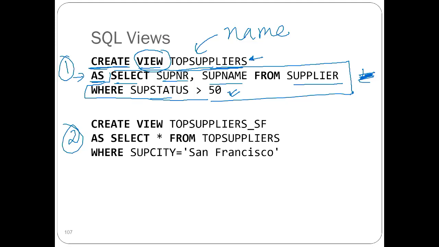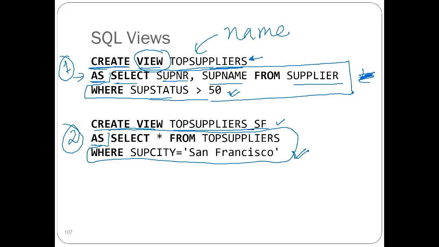We will say create view and it has been given a different name, which is top suppliers SF for San Francisco. And for that we are saying as, in a similar way as we had done for definition 1. We'll say create view top supplier SF as select star from top suppliers where supplier city is San Francisco. Now one interesting thing that you would find here is that the second view is in fact defined on the previous view.